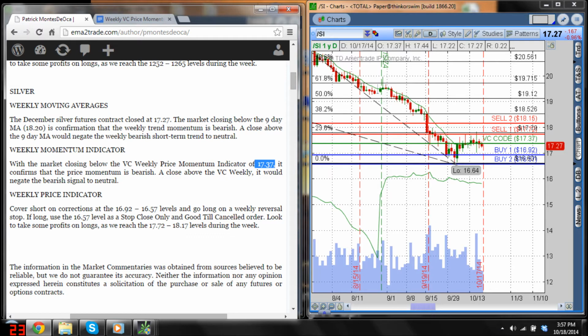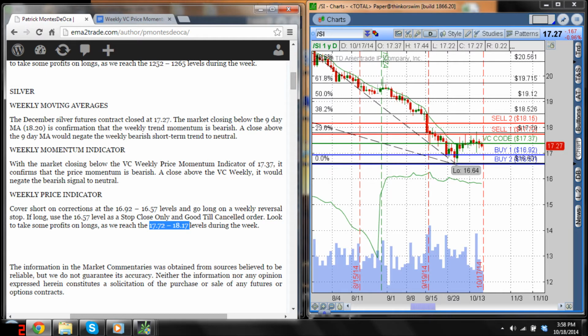It tells you that if you're short or bearish, to cover your shorts at the 1692 to 1657 levels, which would be the ideal levels to reverse and go long. And if you buy long, to use the 1657 level as your stop, close only, and good till cancel order. It also tells you to look to take some profits on longs as we reach the 1772 to 1817 levels during the week.